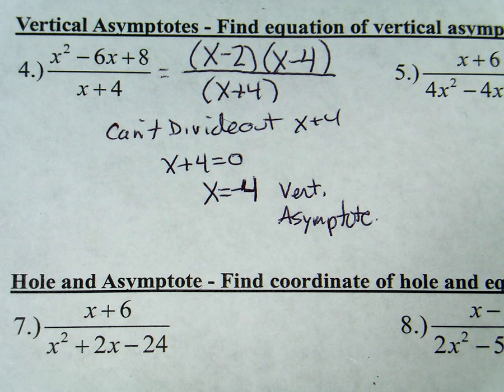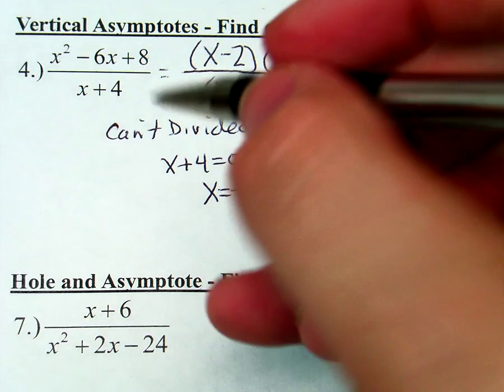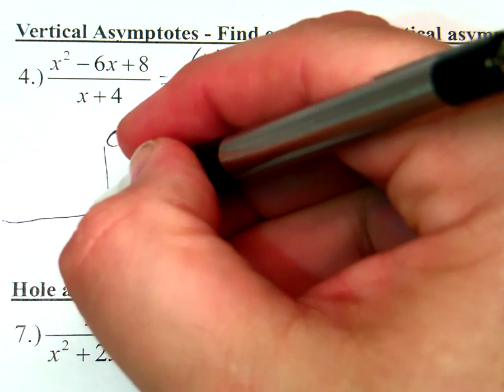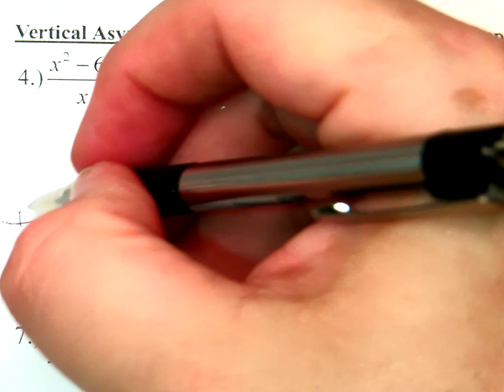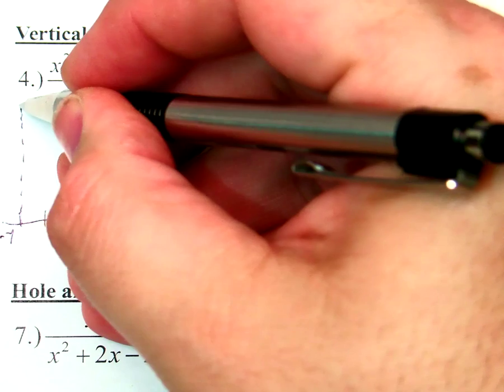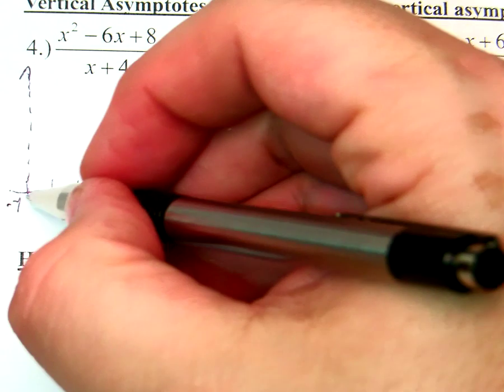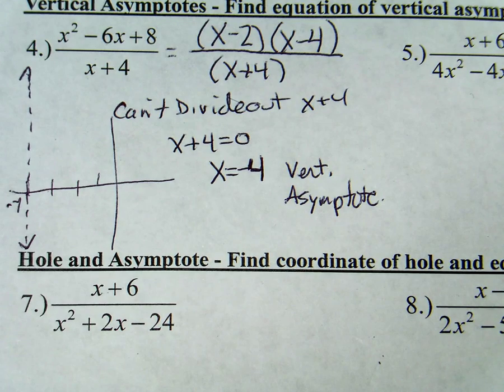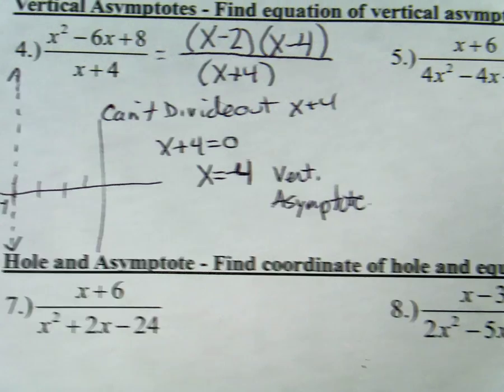So nothing can divide out here. Are there any holes here? No holes at all. And if you want to find the other coordinate? Well, there are no other coordinates. Because what we'll end up with is at -4, which is right here, you'll get a vertical dashed line where the function won't exist. All right. Now, any questions on that one?